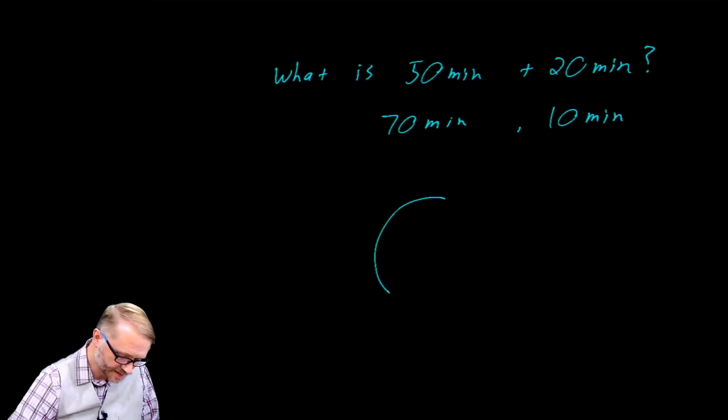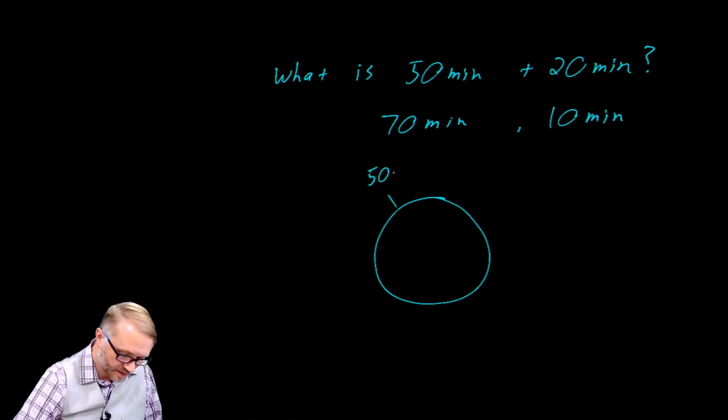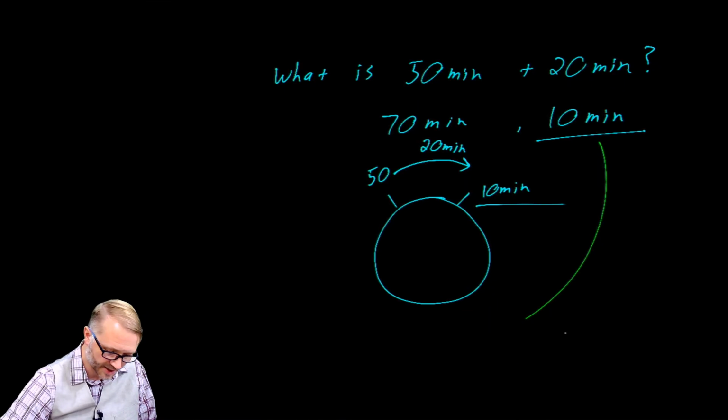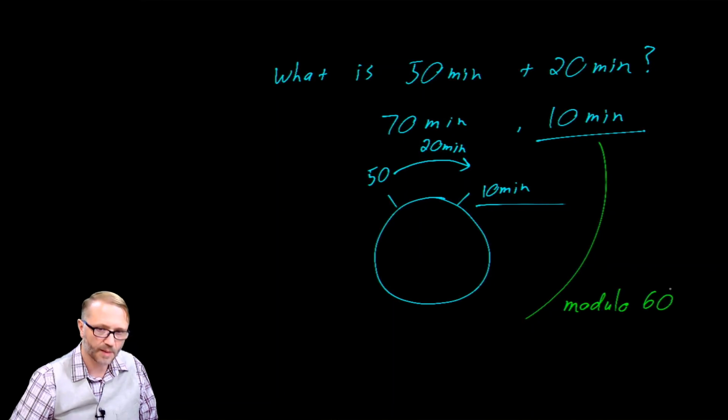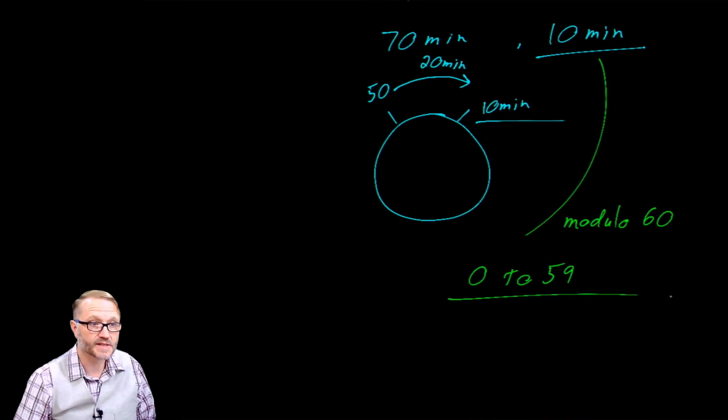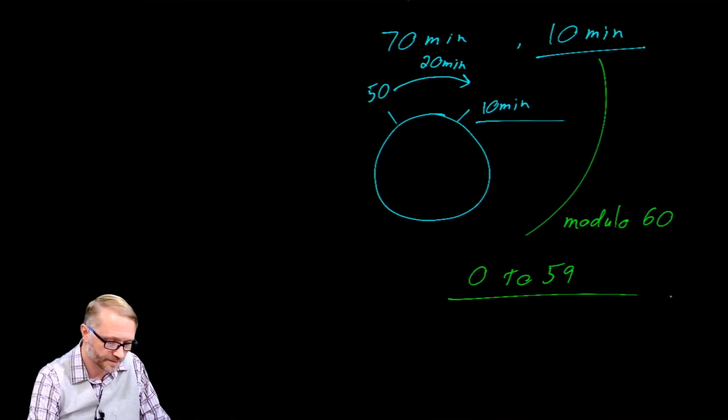Let's see who's right. Let's make a clock face, and we'll start here at minute 50. If we were to add 20 minutes, where would we be? And I think you would agree we would be at 10 minutes. So 50 plus 20 is equal to 10, with the stipulation that we are operating in modulo 60. We're operating in a system that can only hold the numbers 0 to 59, which looks very similar to what we're doing with our binary numbers.